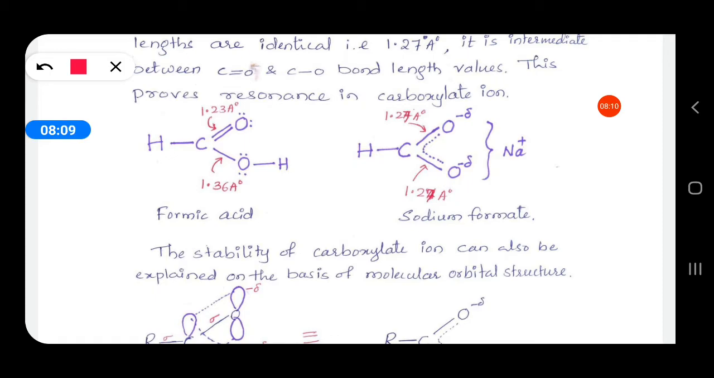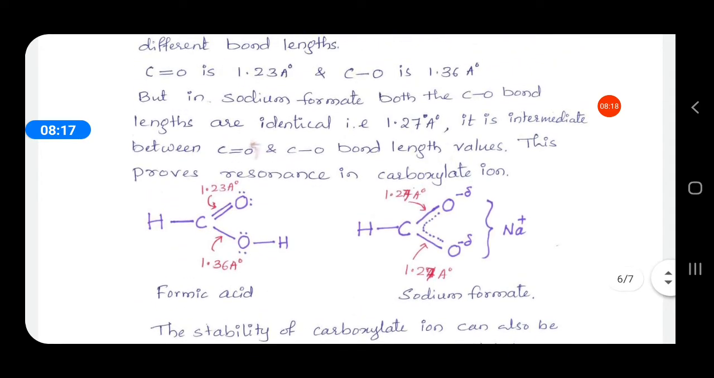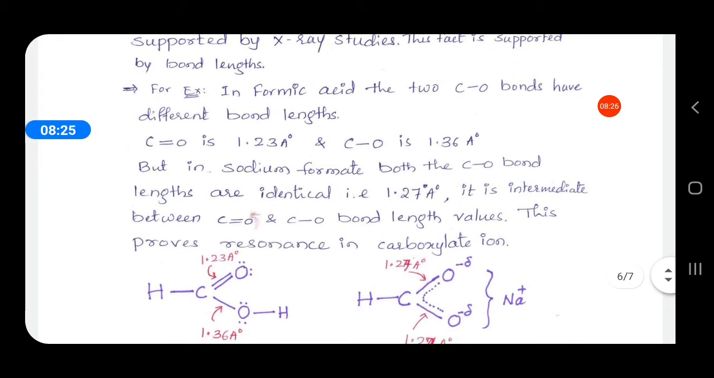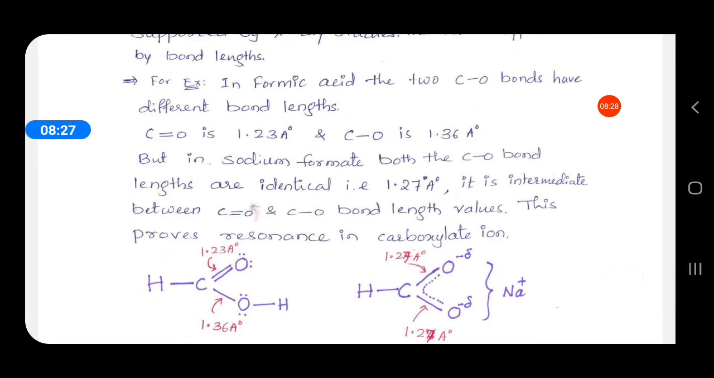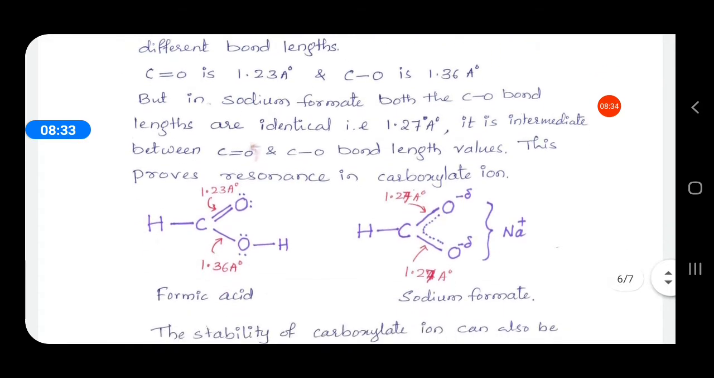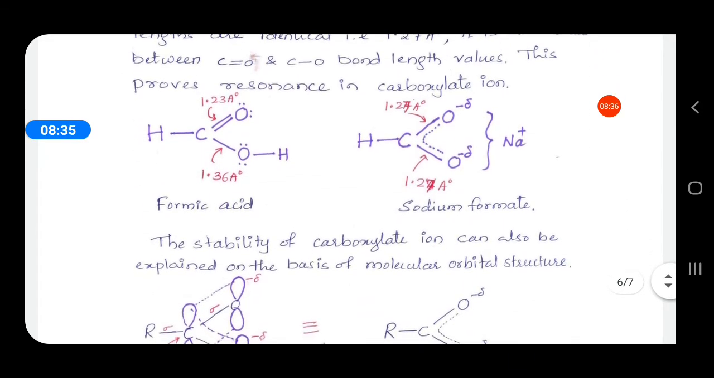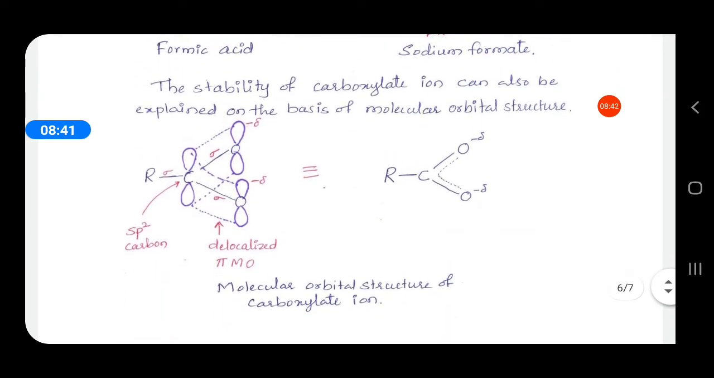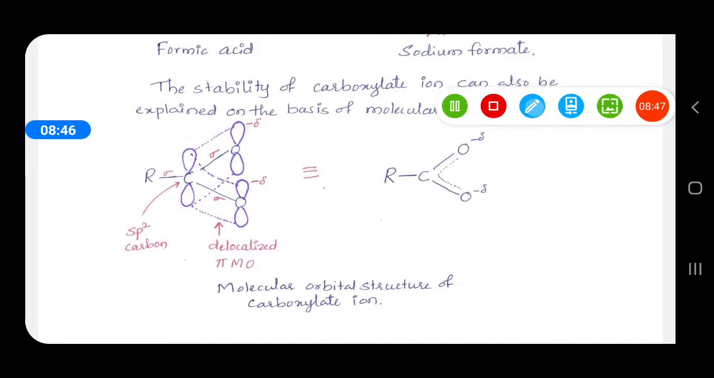So the stability of carboxylate ion can also be explained on the basis of molecular orbital structure. By X-ray studies, the presence of a partial double bond is confirmed. By the measurement of bond length also, the resonance hybrid in carboxylate ion is confirmed. And then the stability of carboxylate ion can also be explained on the basis of molecular orbital structure.